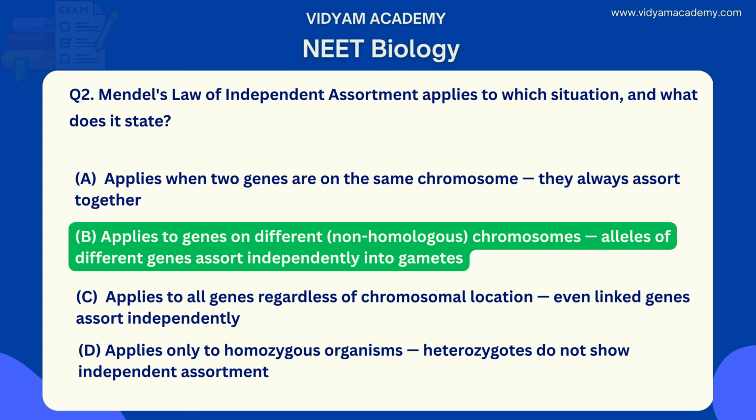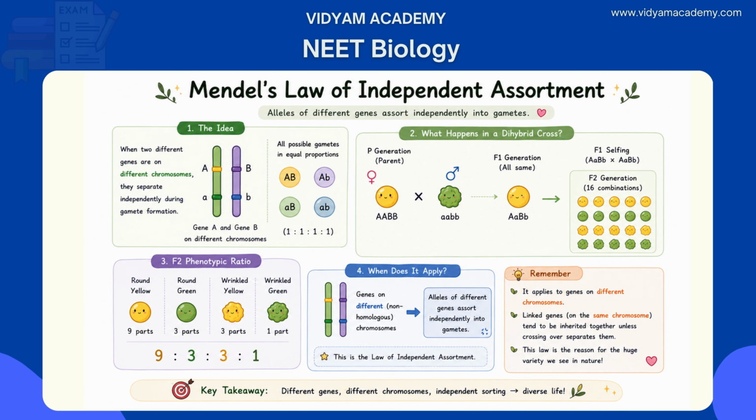Option B is the right answer. Let's see how and why. The law of independent assortment states that during gamete formation, the alleles of one gene segregate independently of the alleles of another gene, provided the two genes are located on different non-homologous chromosomes. This happens because during meiosis 1, homologous pairs line up on the metaphase plate independently of each other. The orientation of one bivalent does not influence another.